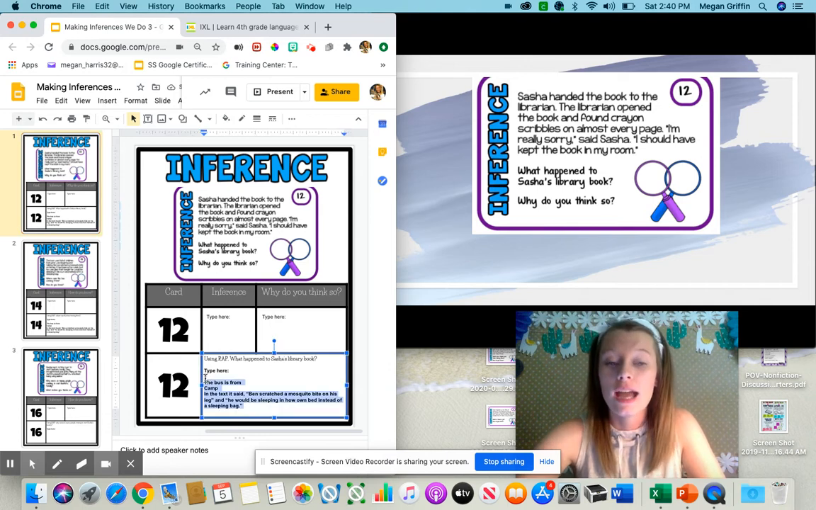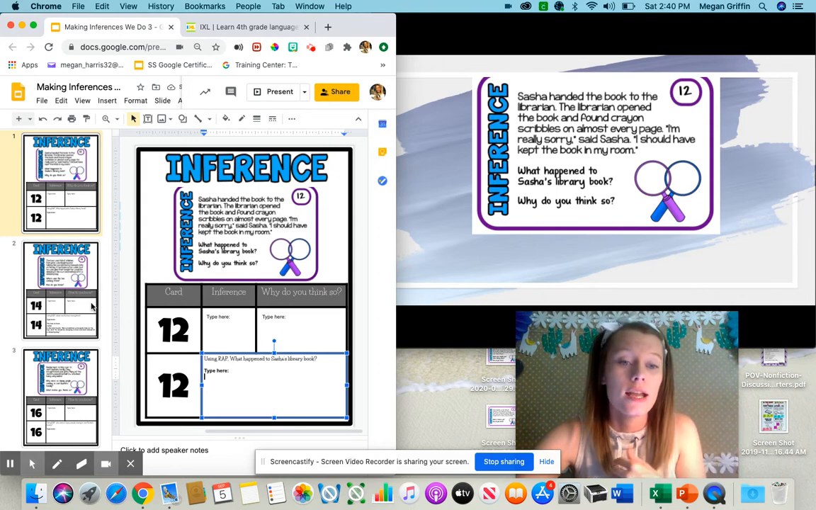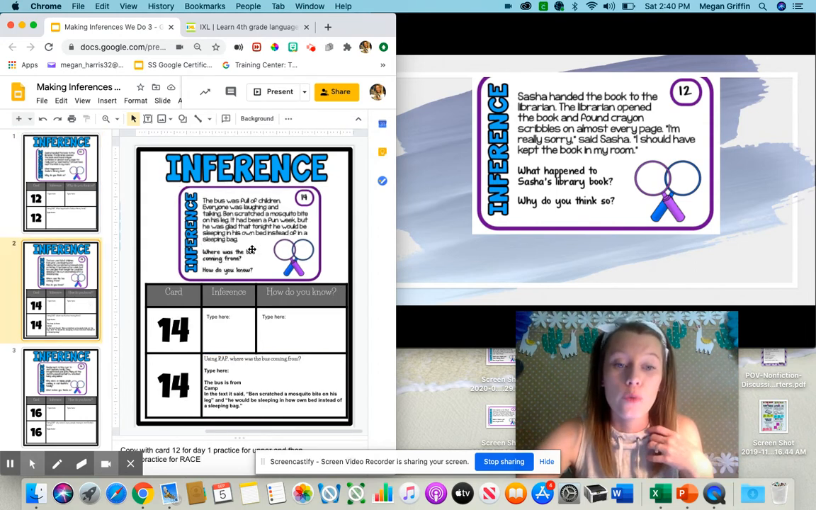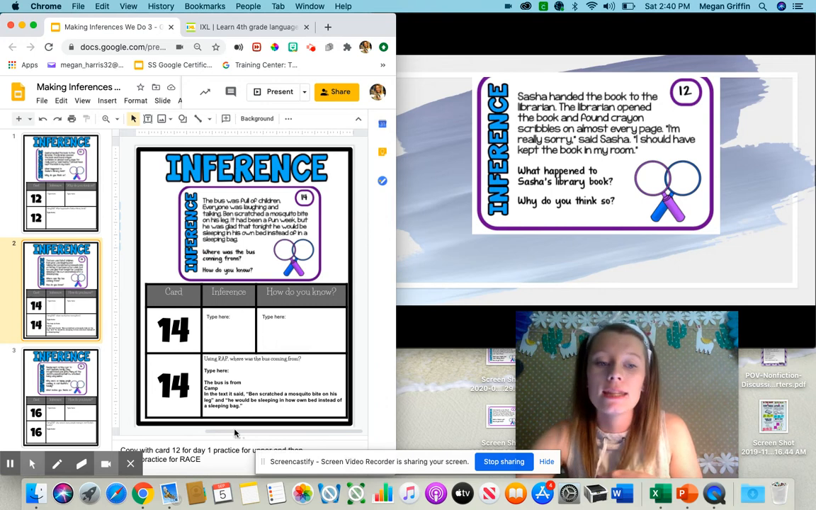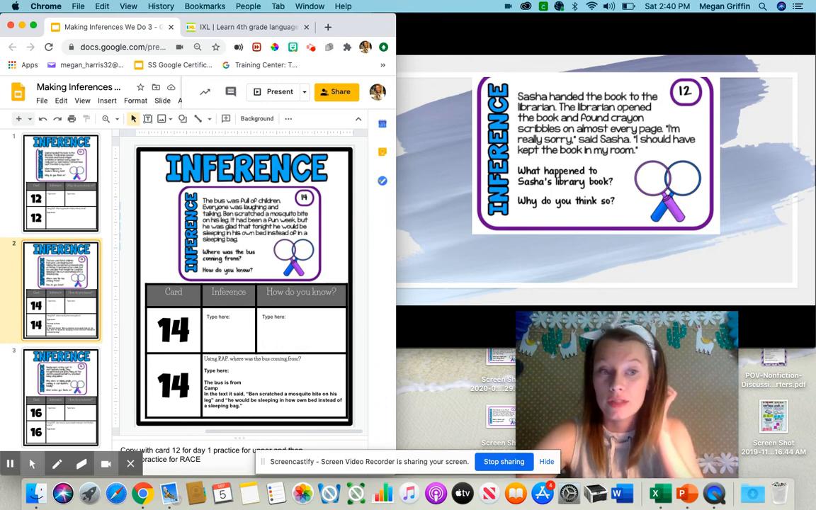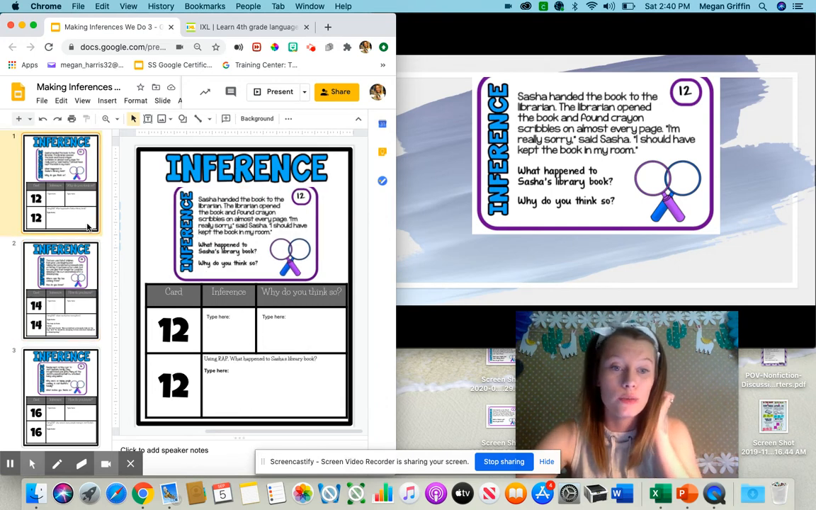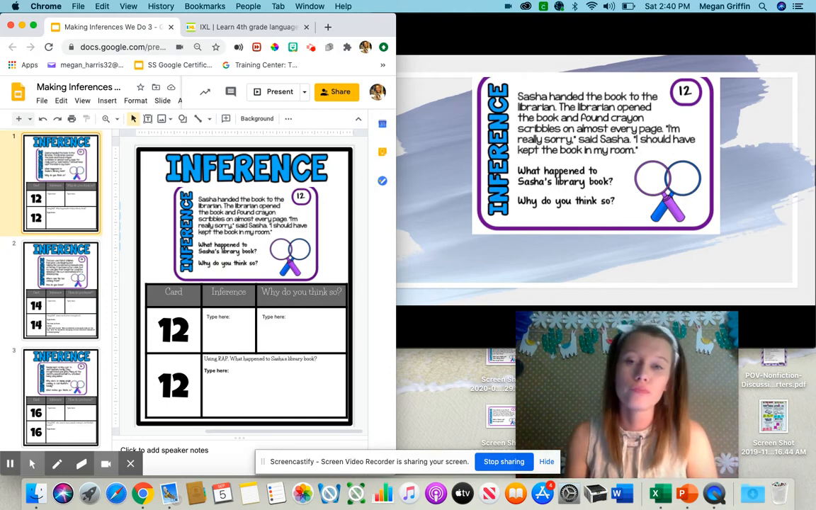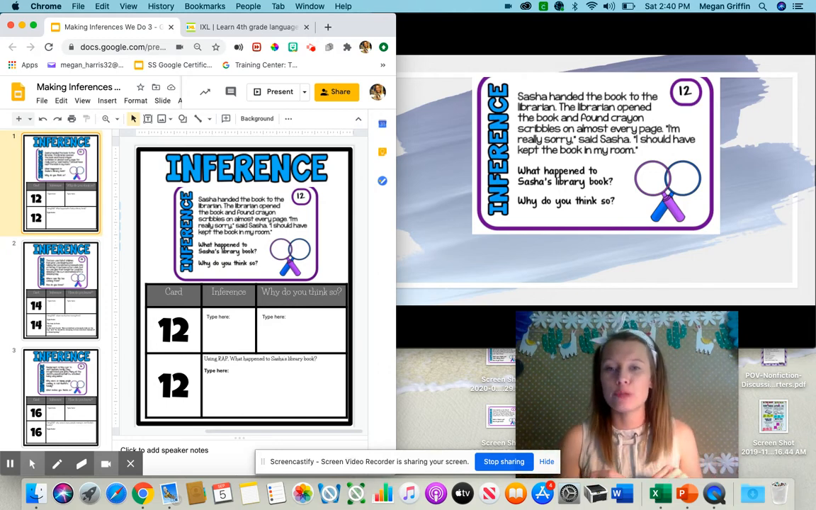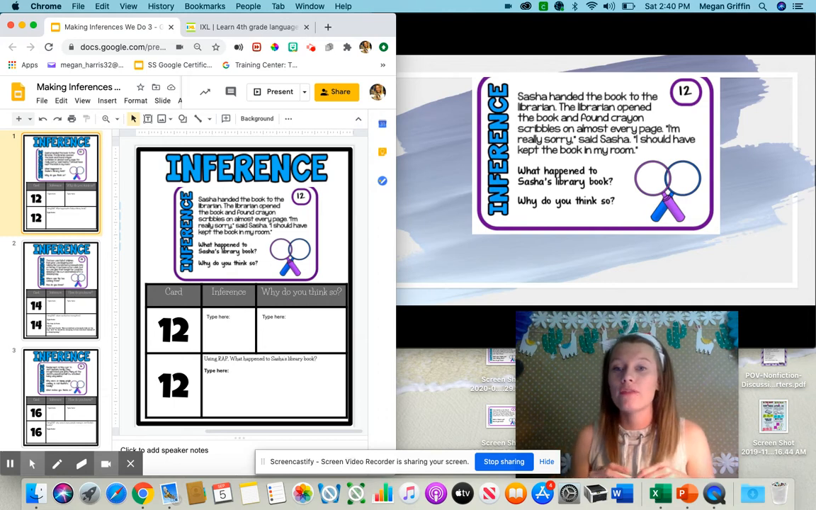I should have checked the card. I apologize. So here on 14, we know it's about Ben. This is what you should have on slide number 2. Okay, so let's go to slide 1, card 12. Here we go. Sasha handed the book to the librarian. The librarian opened the book and found crayon scribbles on almost every page. "I'm really sorry," said Sasha. "I should have kept the book in my room."